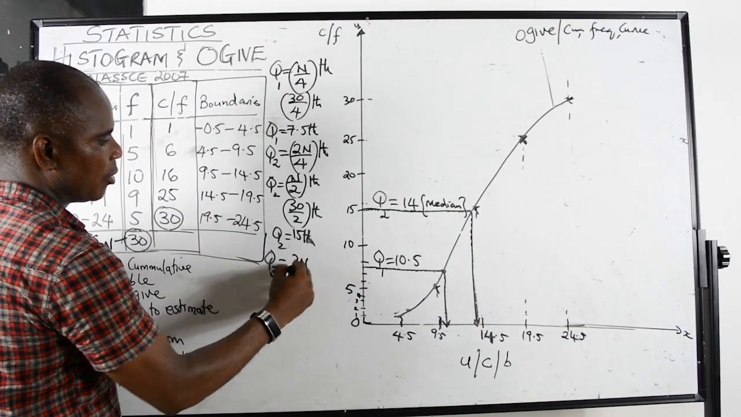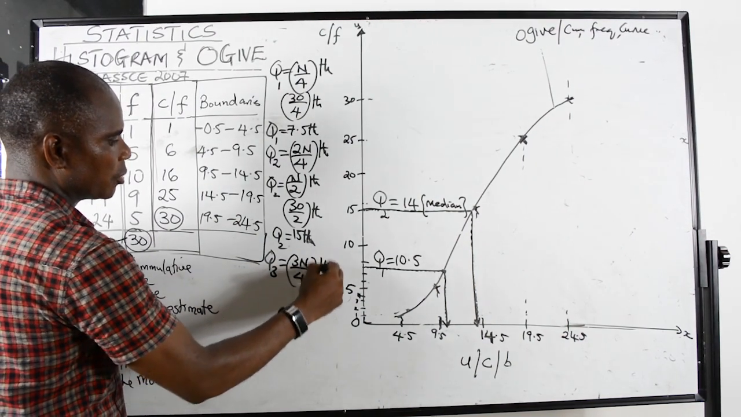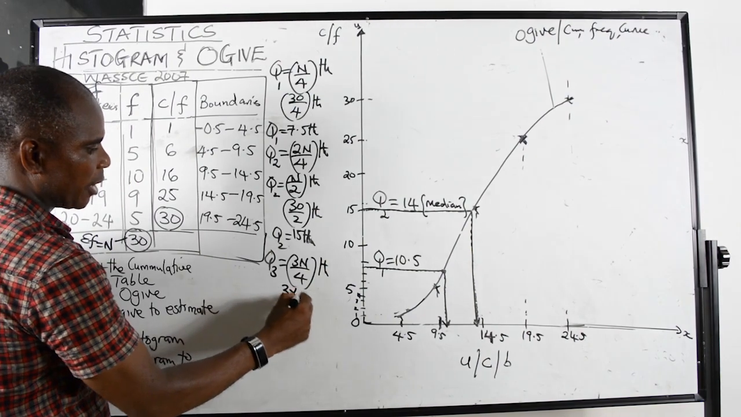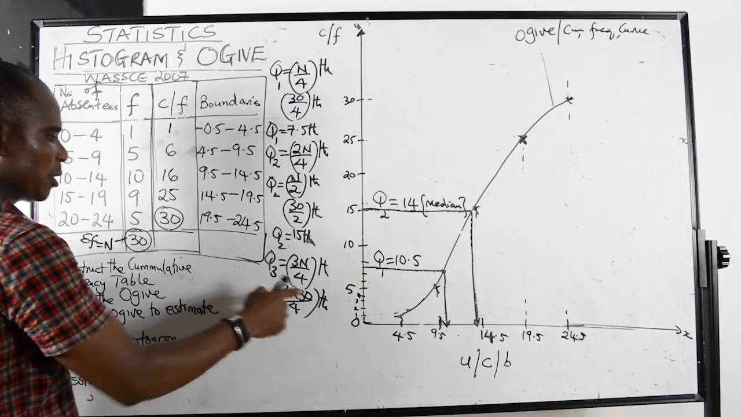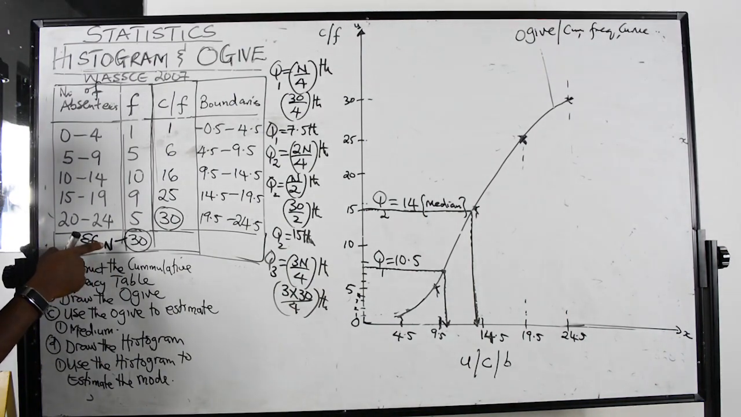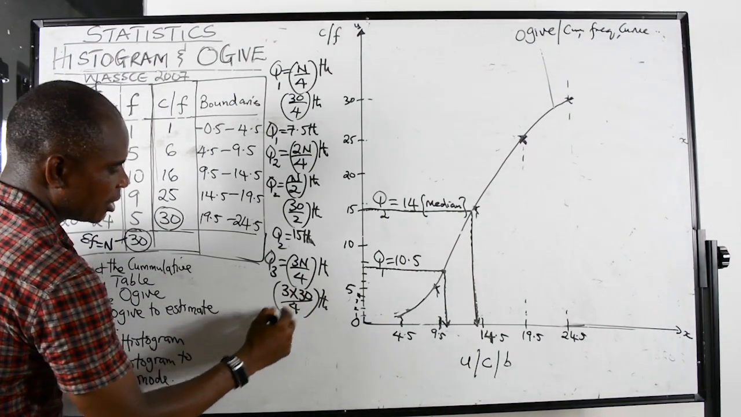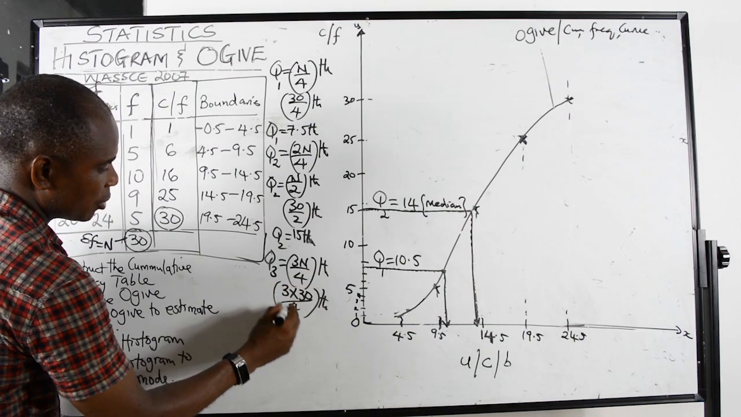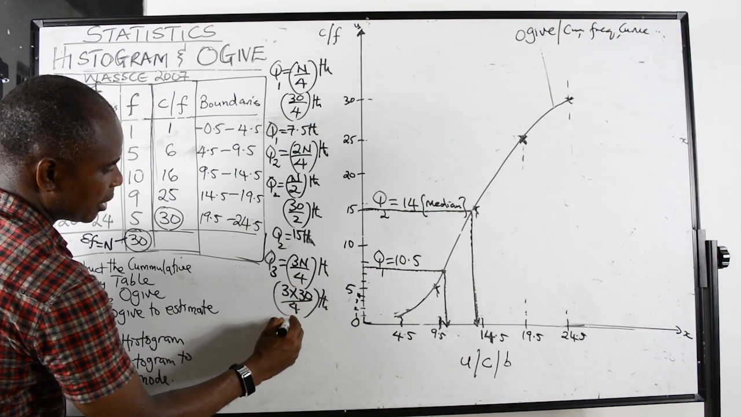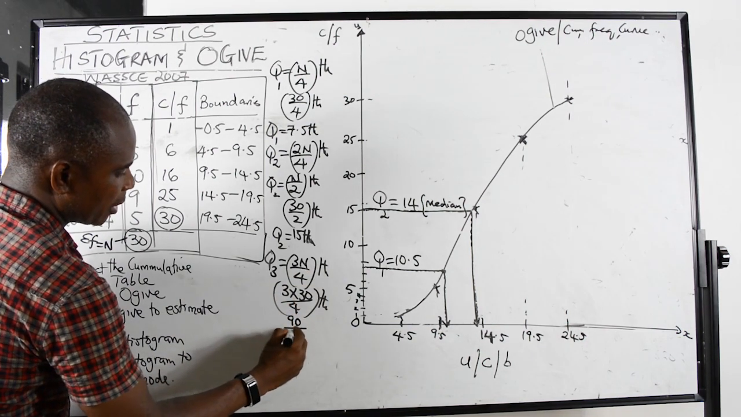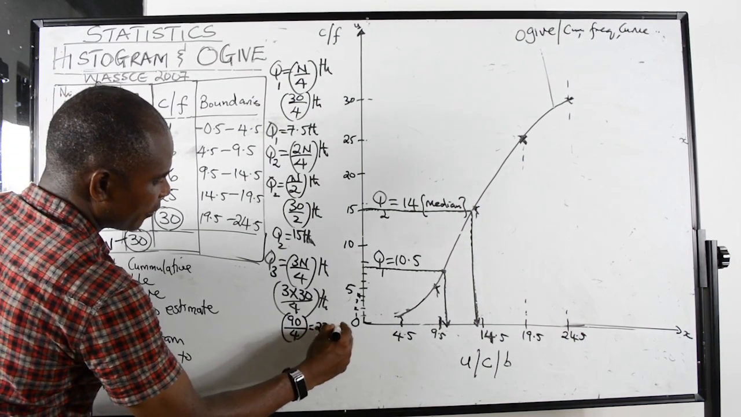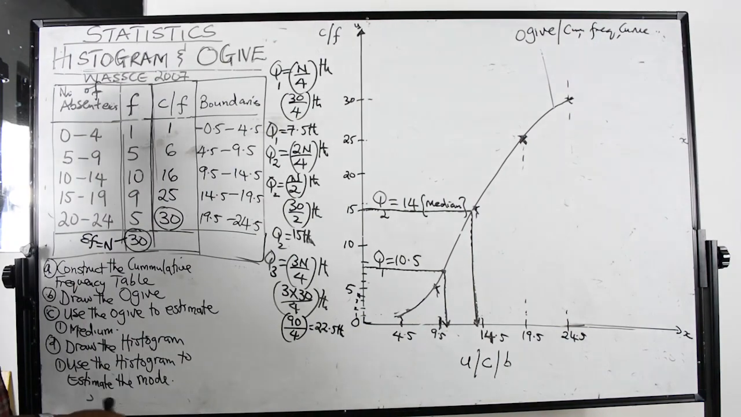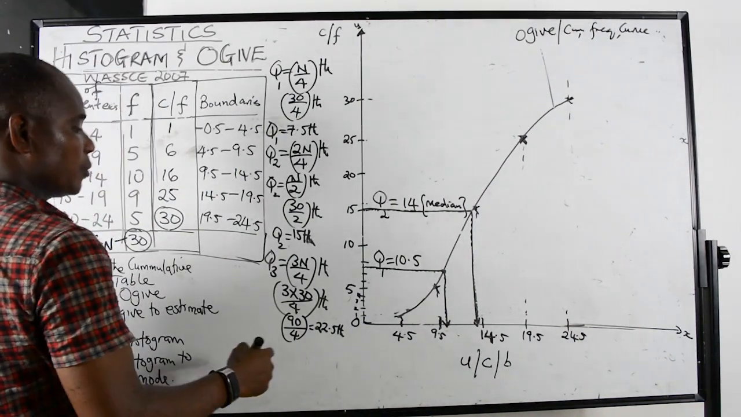It's 3n all over 4 position. So now we have 3 times 30 all over 4 position. What is this 30? It is the total frequency, which is n. So you now have 90 by 4. That is 22.5. So you have 22.5 position.